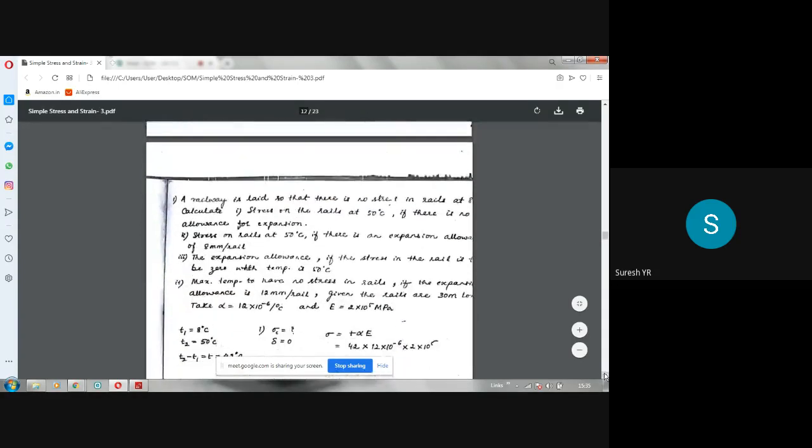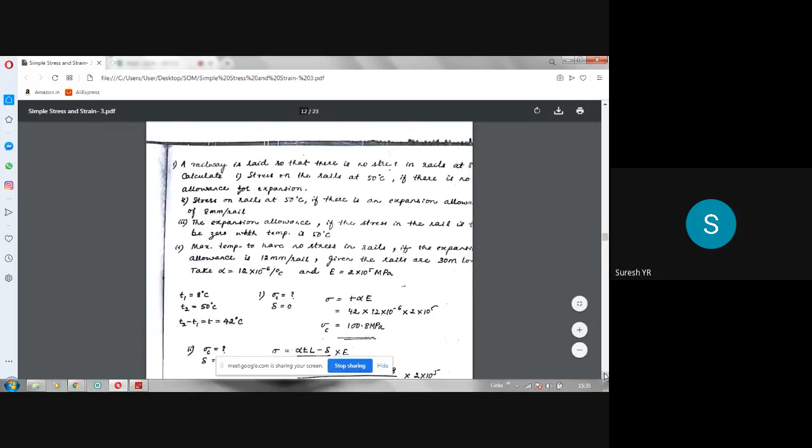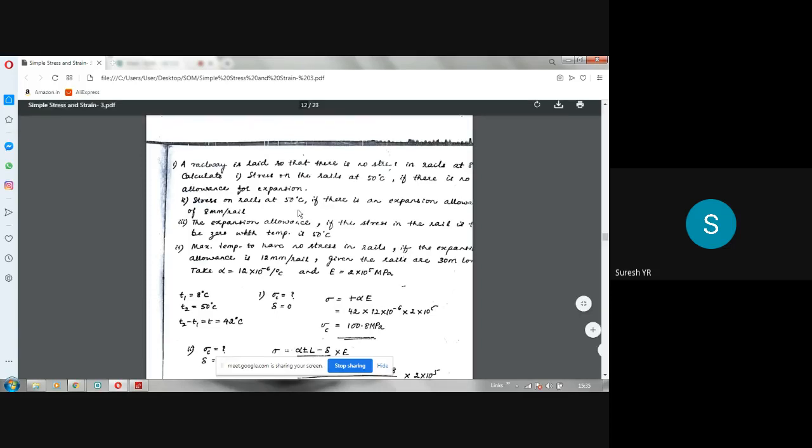Now let us see one problem in which all the cases we are going to handle. Let us see how those three formulae can be applied to solve this problem. Understand the problem first. Please note down this problem in your book. A railway is laid so that there is no stress in rails at 8 degrees centigrade. That means the initial temperature is 8 degrees centigrade. So it is laid when there is no stress.